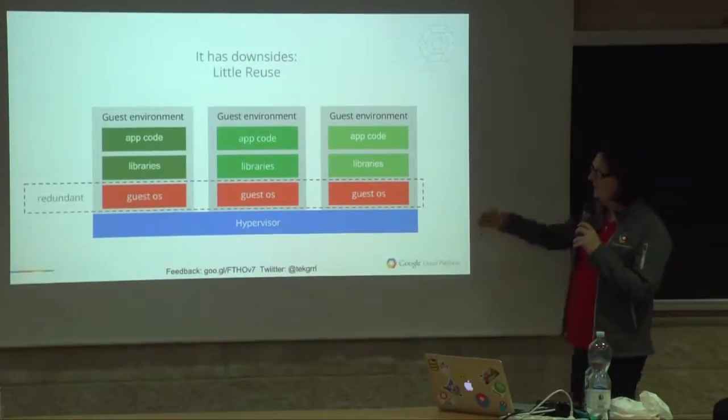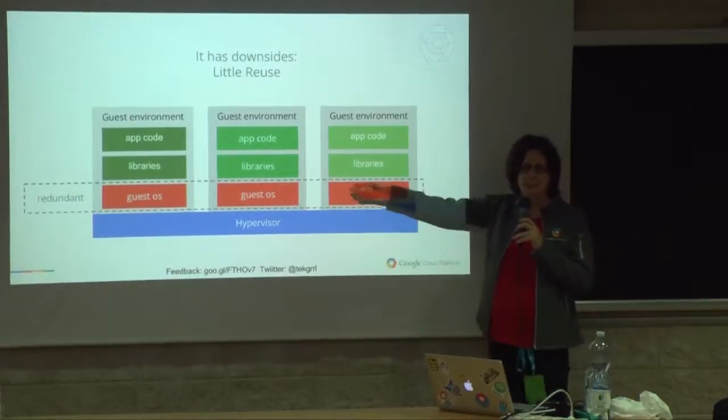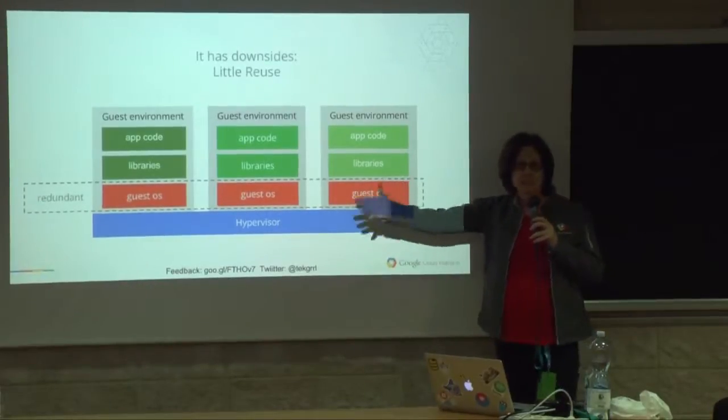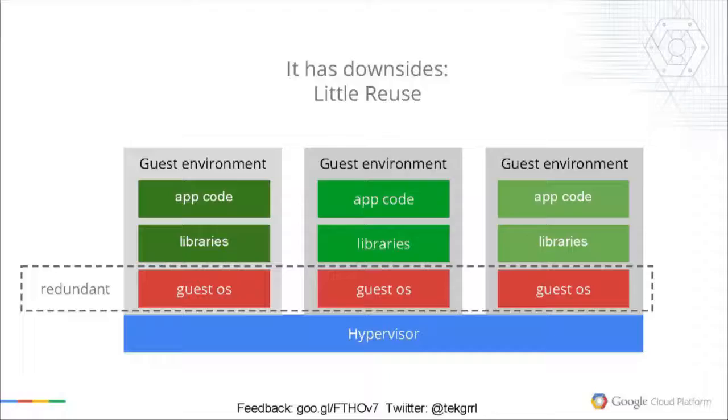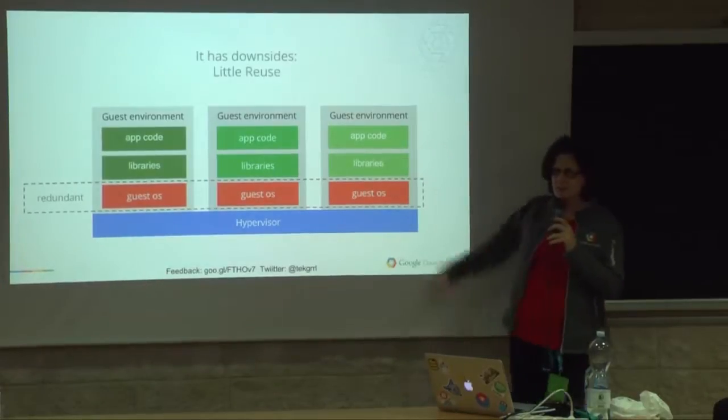But now we've gathered some redundancy. Now we have multiple versions of the guest operating system running, which is likely to be Red Hat or Ubuntu or Fedora or Windows or something fairly heavyweight. And that's completely redundant because we don't really need it. All we want to do is run our application code with its dependencies.